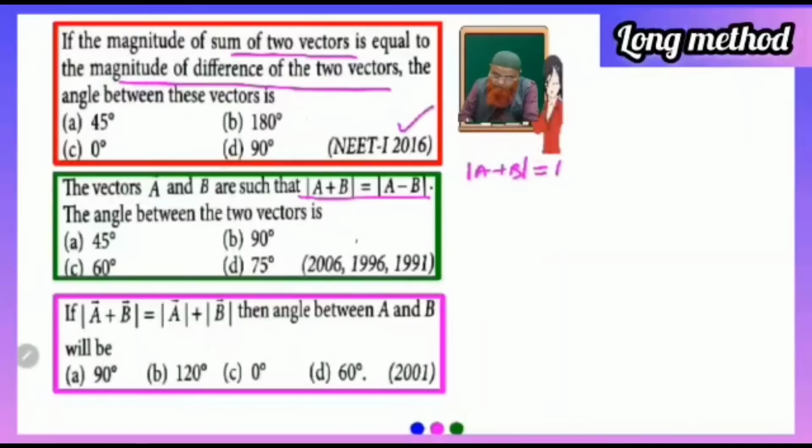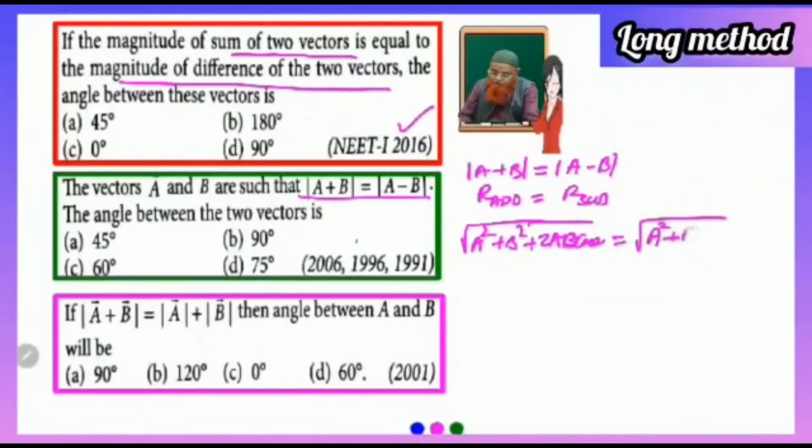So mod A plus B is equal to mod A minus B. What does it mean actually? This is R addition, resultant addition, and this is resultant subtraction. Square root of A square plus B square plus 2AB cos theta, and this is going to be square root of A square plus B square minus 2AB cos theta. This is subtraction, this is addition. A square and B square get cancelled. Finally what is left? 2AB cos theta is equal to minus 2AB cos theta.